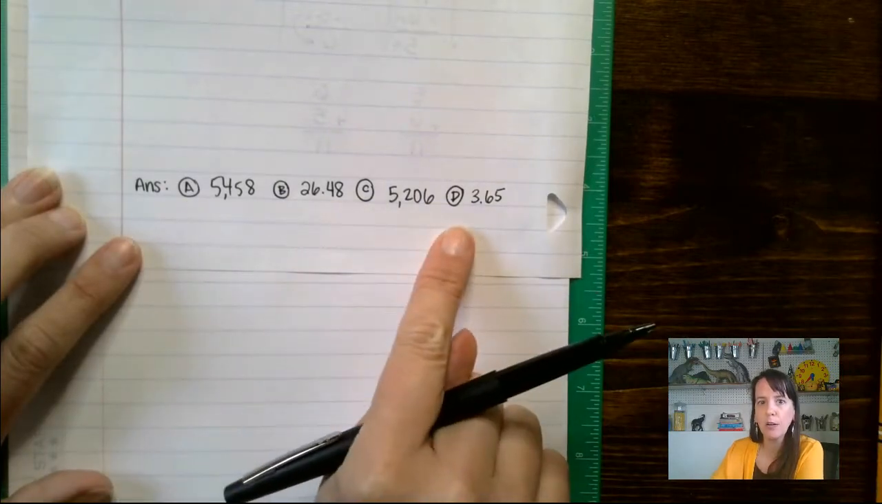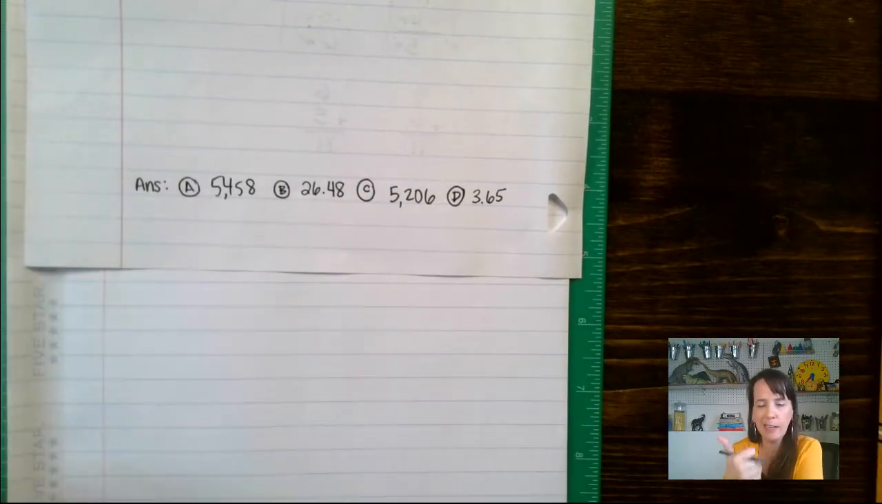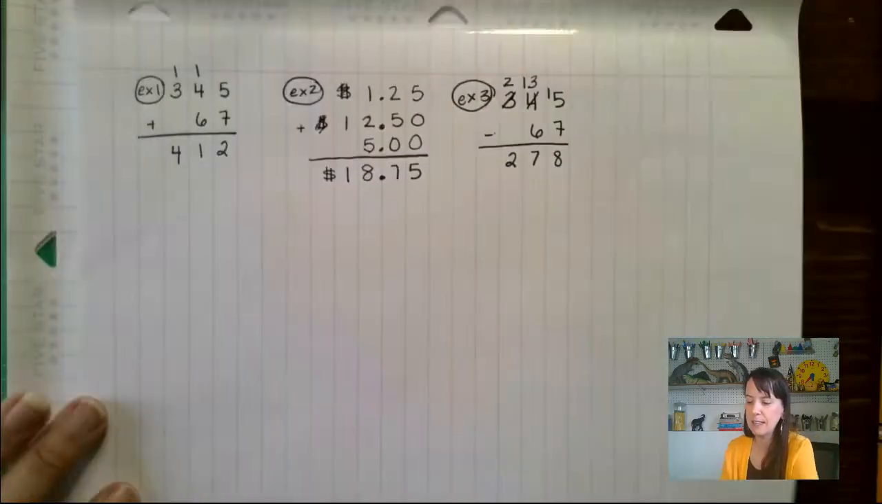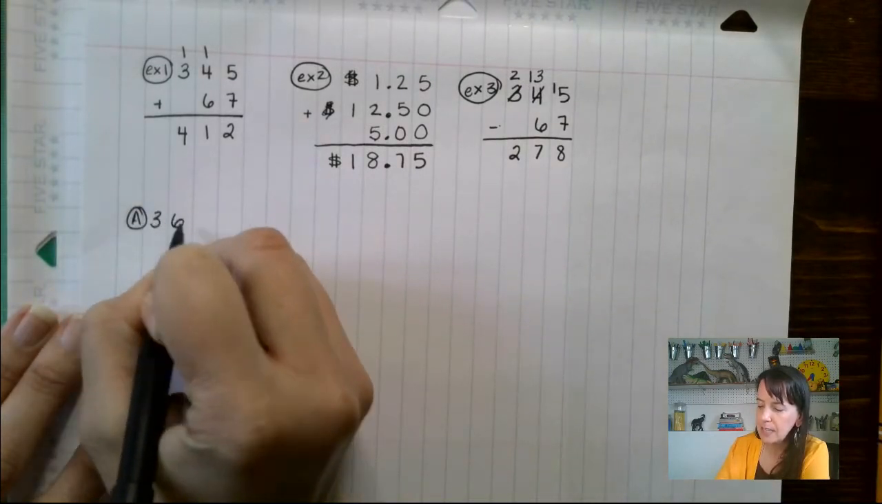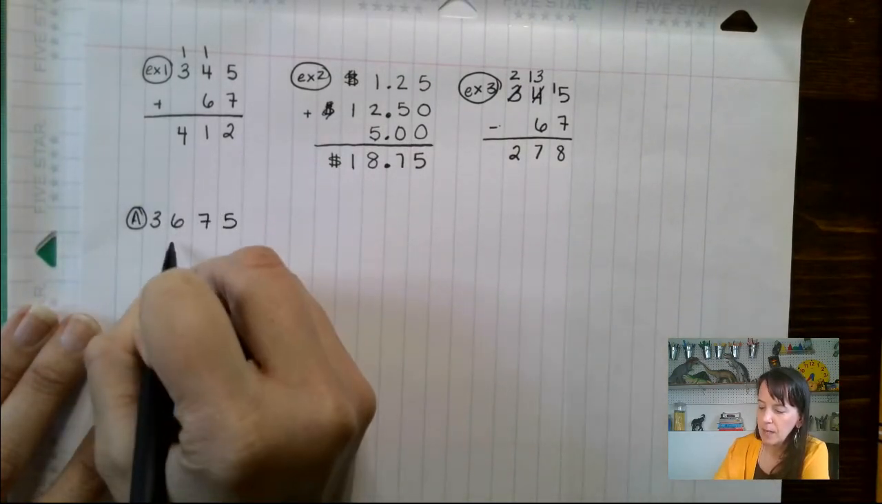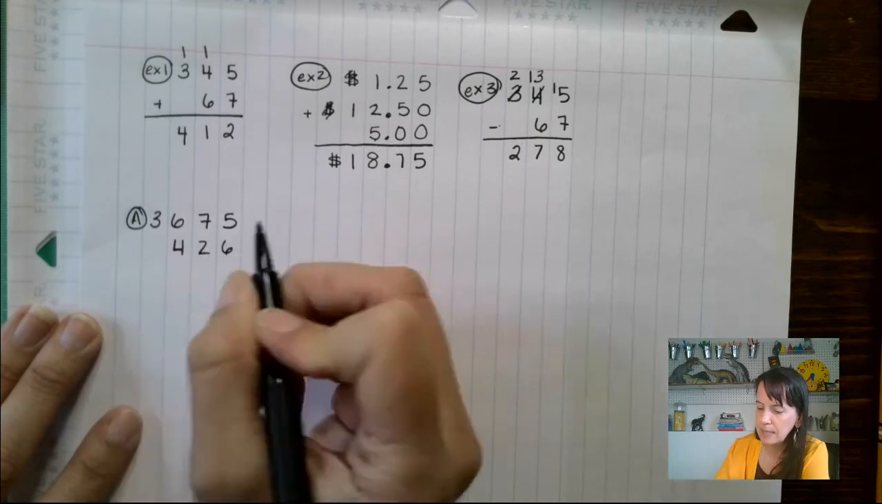Go ahead and pause the video, correct your work, and if you got them all right, great work. If you did not, let's do those together. So I'm going to go back to tilting my paper on the side because I think that will help. So for A, we've got 3,675, then 426, and 1,357.